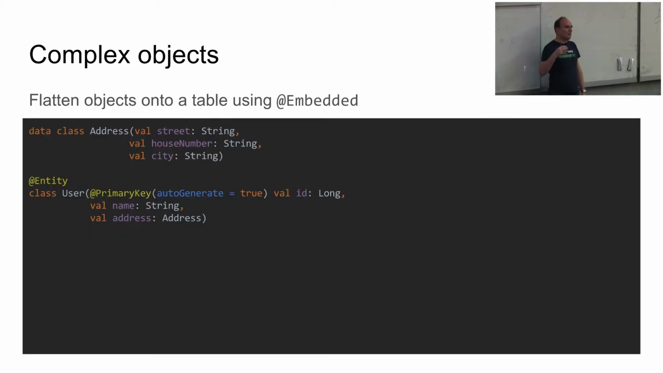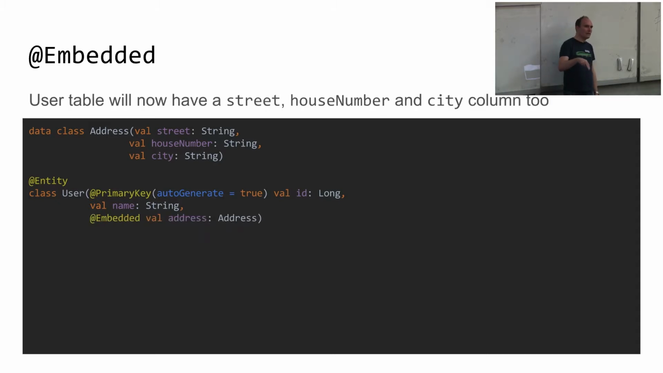So if you have more complex objects, you could write a type converter that does something funky and squashes all your fields into a string, for example. But it's much better to use the embedded annotation. And what the embedded annotation does is will basically flatten all the properties of the objects that it's embedding into the table. So in this case, we have a user and we have an address. If I specify embedded on the address, the user table will now have a street, house number, and city column as well on there, which is convenient because now you can query for all users that live in a certain city, for example, by a simple SQL query.